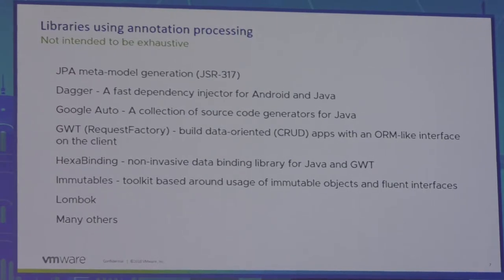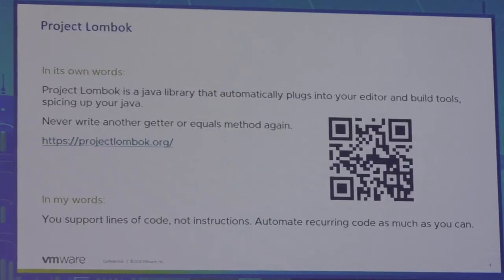Some libraries that are using annotation processing: Dagger is a very well-known example. It's used for dependency injection, or the Google Auto, which is a collection of libraries that generate code, for example, for gRPC. And there's a bunch of others, but I'm going to take a deep look at the last one, Project Lombok. Or just Lombok. The official name is Project Lombok.